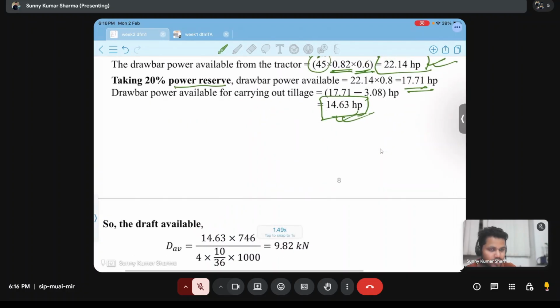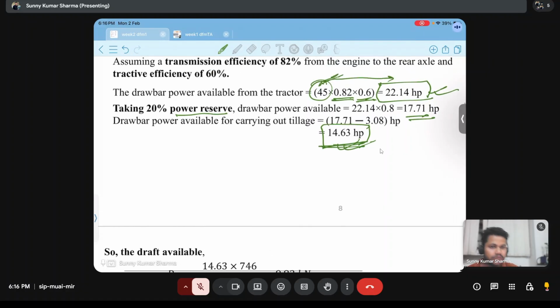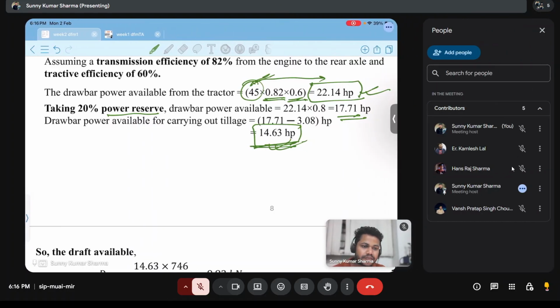Now if we have the drawbar power available, we can know the draft from here. How can we know? Hans Raj, we got the drawbar power available for carrying out tillage. From here, how can we know the draft?